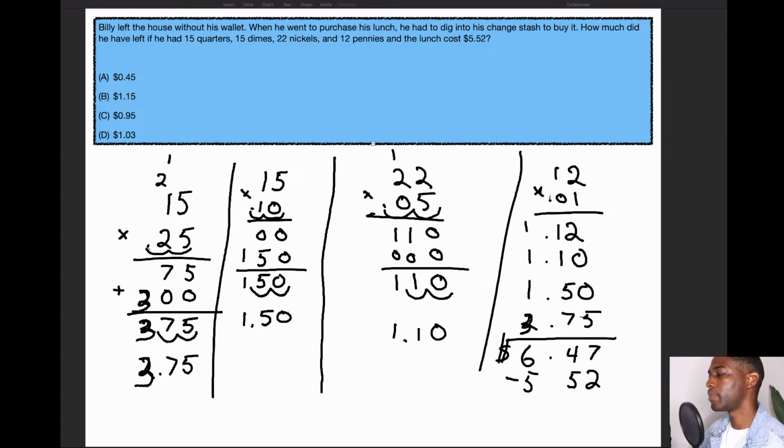I'm running out of space, so bear with me. Why does my decimal keep disappearing? All right, boom. 7 minus 2 gives us 5. We have to borrow 1 from this 6 because we can't take 5 from 4, right? So this 6 becomes a 5. Let me write it small. Boom. And then this 4 becomes a 14. 14 minus 5.